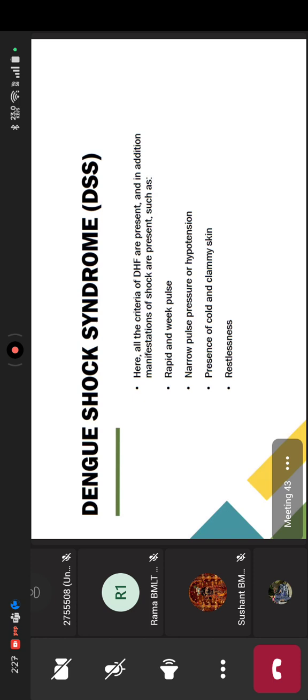Pulse rate will be decreasing, weak pulse, narrow pulse pressure or hypotension. The patient will start experiencing hypotension, right? And pulse rate will also get affected or fluctuate. Then the presence of cold and clammy skin. So in case of dengue shock syndrome, as it is the third stage, right? After dengue fever or dengue hemorrhagic fever, now the patient is in the stage of dengue shock syndrome, right? So it is the third stage. It is a very severe stage of dengue.